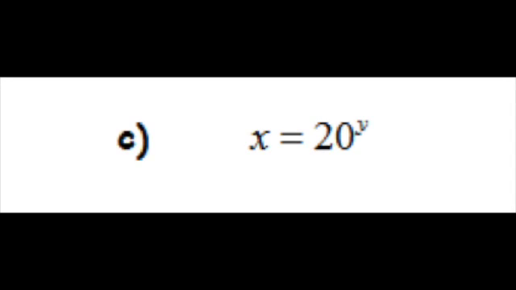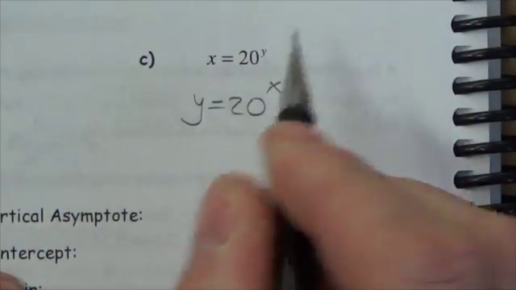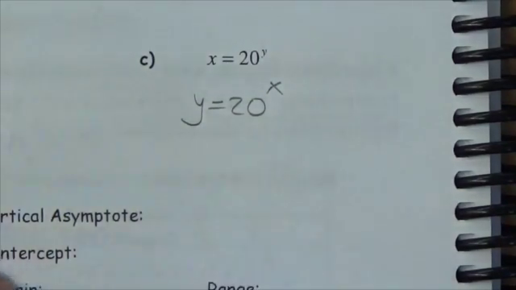X equals 20 to the y. So the first thing I got to do here is swap the x and the y. Y is equal to 20 to the x. And that's actually where I'm going to stop. That's all I got to do here.